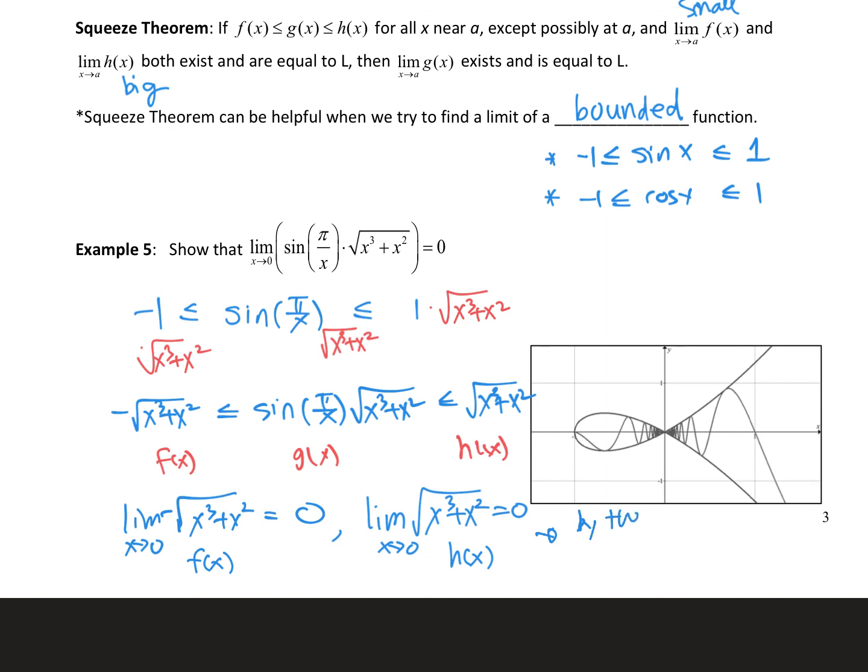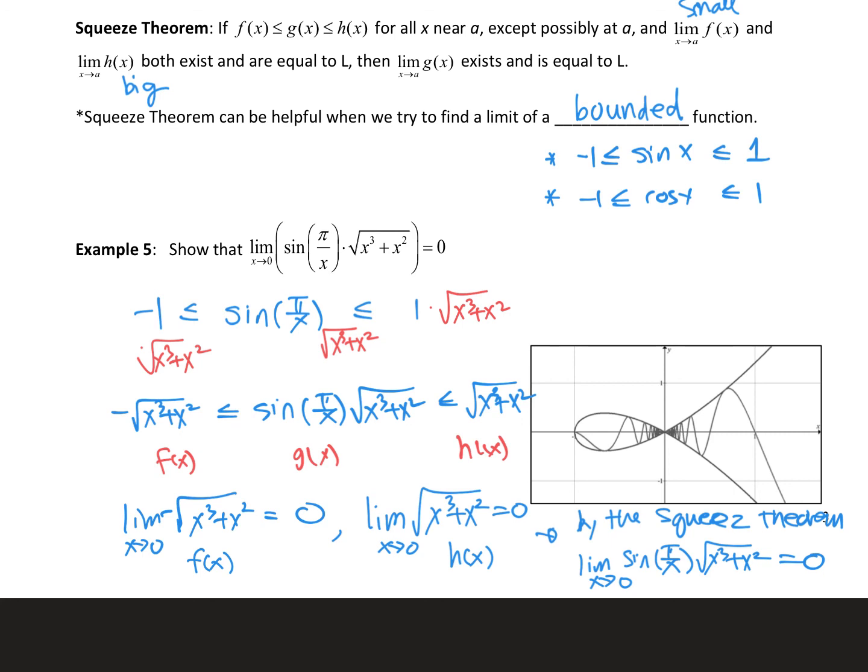So here, by the squeeze theorem, the limit of g of x is also 0. The limit of sine pi over x times radical x cubed plus x squared is also equal to 0.